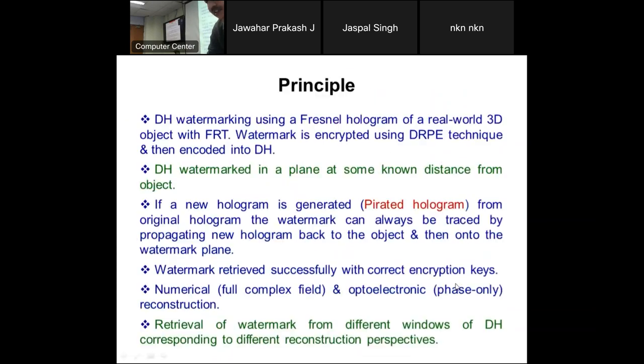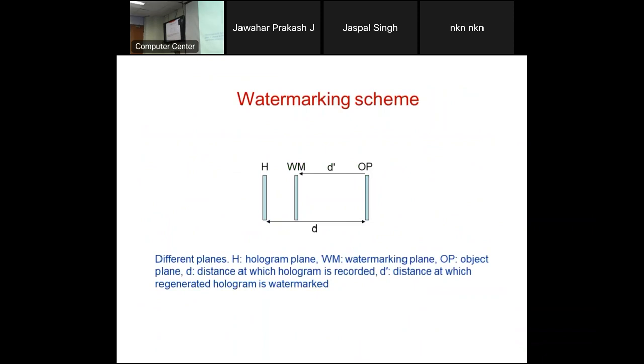So what do we do in hologram watermarking? Have a hologram in this plane, and propagate this hologram to a certain distance d. It means at this plane you have a new hologram. There are two different ways to do hologram watermarking. One way is to take the hologram and add the watermark here itself. But that is not robust. The moment you move, it has gone.